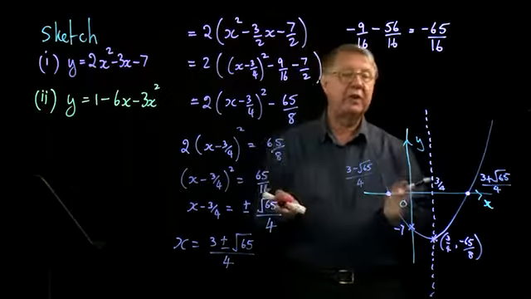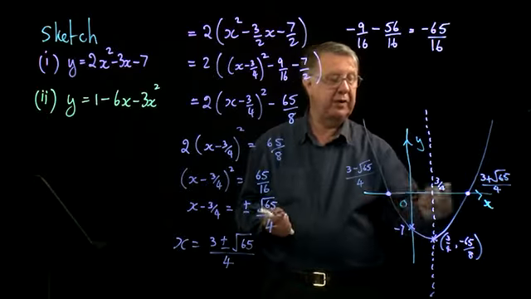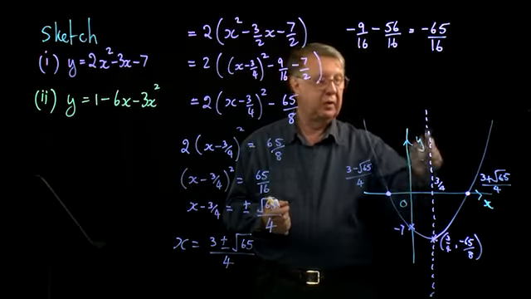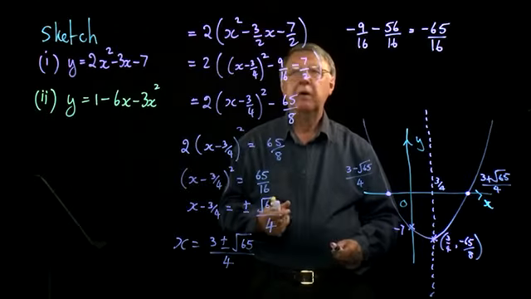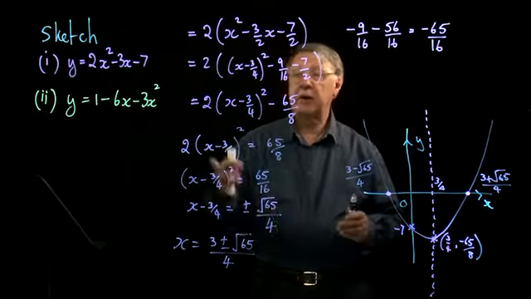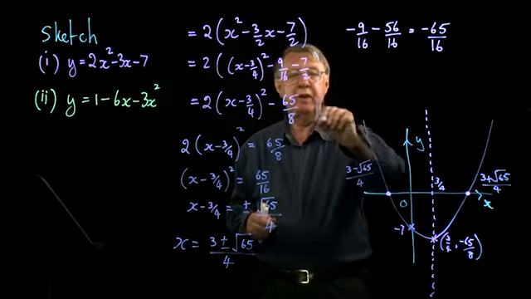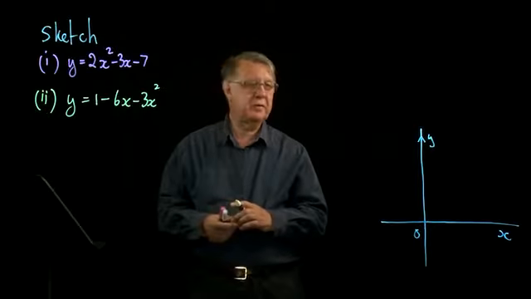It's got all of the detail on it that we might be asked. We've got the intersection with the x-axis, intersection with the y-axis, symmetry, and the lowest point. And it's all come from our completing the square. So this is very, very powerful. Okay, let's move on to the second example then.